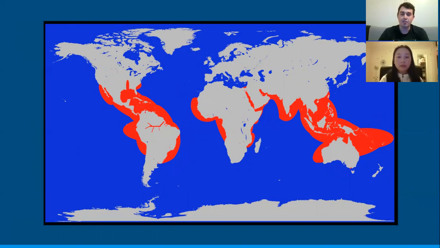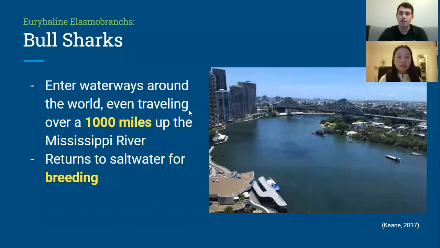They also move up coasts a little bit and inland as well. They have been found in waterways around the world, even traveling over 1,000 miles up the Mississippi River or into the Brisbane River, as we see over here. One thing about them, though, is that they're limited in how much they can do in freshwater because they have to return to saltwater for breeding.